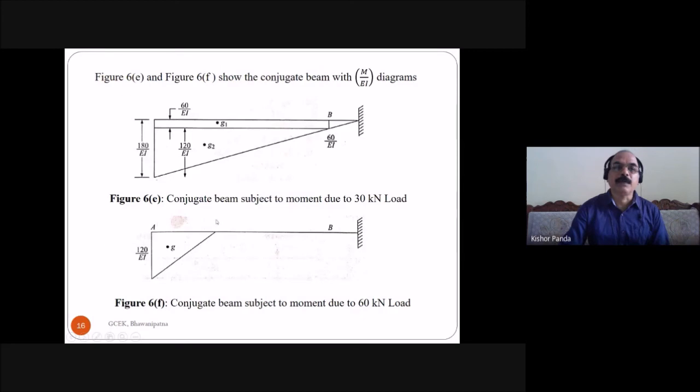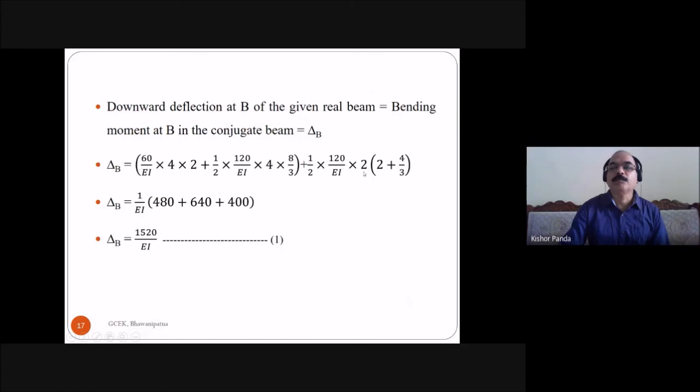So this is the M by EI diagram due to the 60 kilonewton loading. So you have to take the moment here. First you have to take the area of this one: half into base into height. Half into this distance, which is 2 meter, half into 2 into 120 by EI.